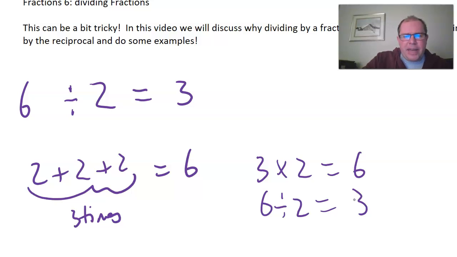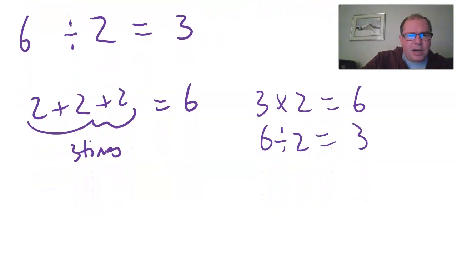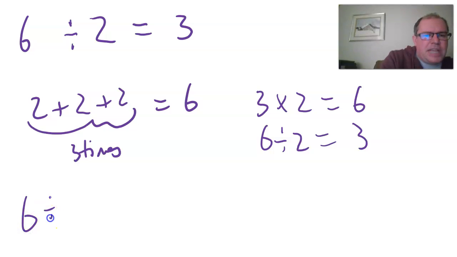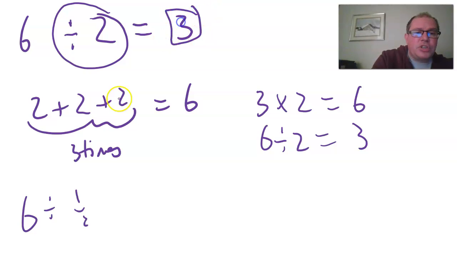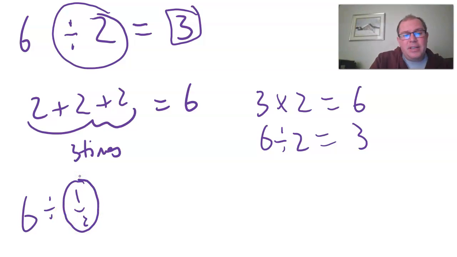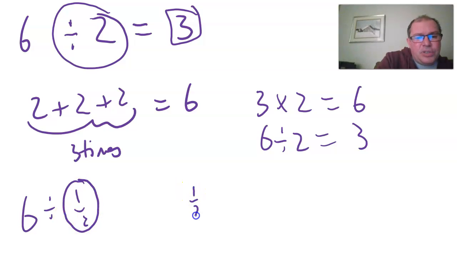So now let's think about that in terms of 6 divided by a half. When you've got dividing by 2, you're saying how many times does 2 go into 6? And 2 goes into 6 3 times, because 2 add 2 add 2 makes 6. Now we're thinking, how many times do I have to add a half together to get 6? Clearly the answer is 12, isn't it?